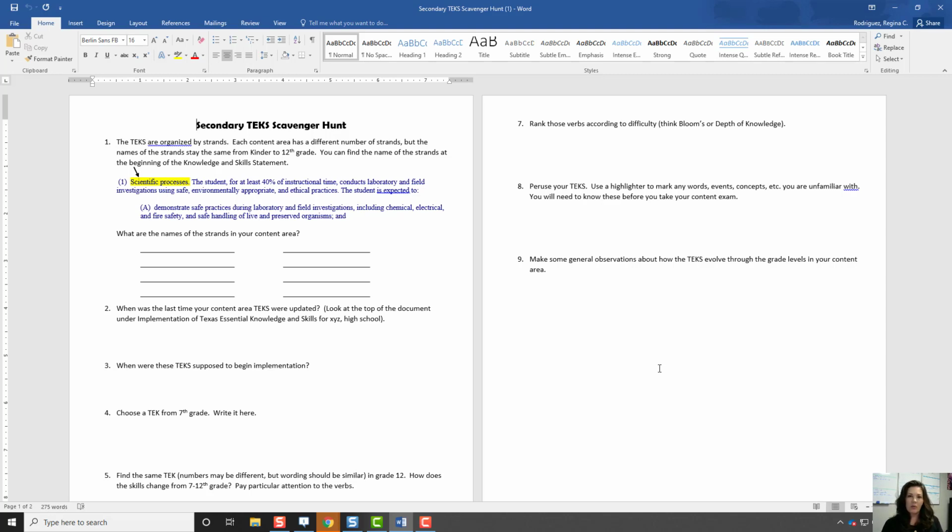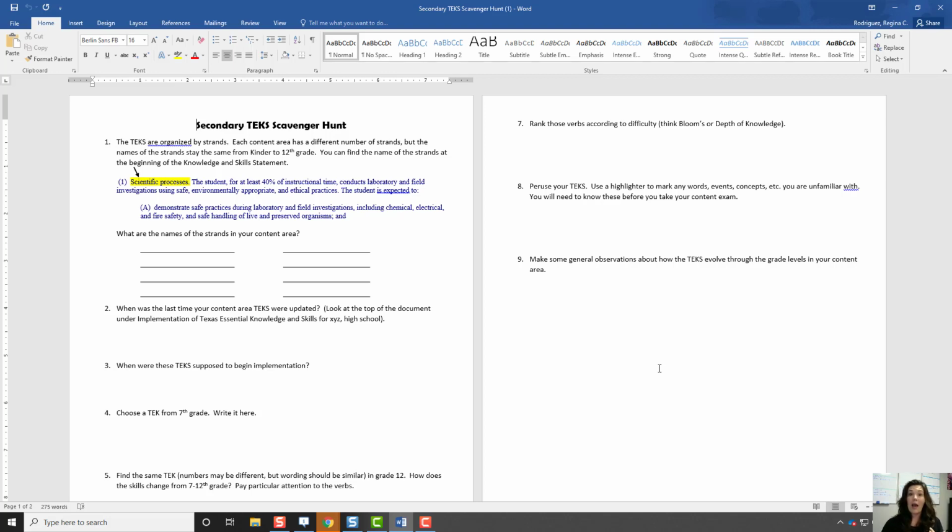On number 8, you're going to peruse through your TEKS. You're going to use a highlighter to mark any words, events, or concepts that you are unfamiliar with. And the reason that I'm having you do this is because this is the best way to figure out what you don't know that you need to know for your content exams. Your TEKS are a great source to study for your content exams.